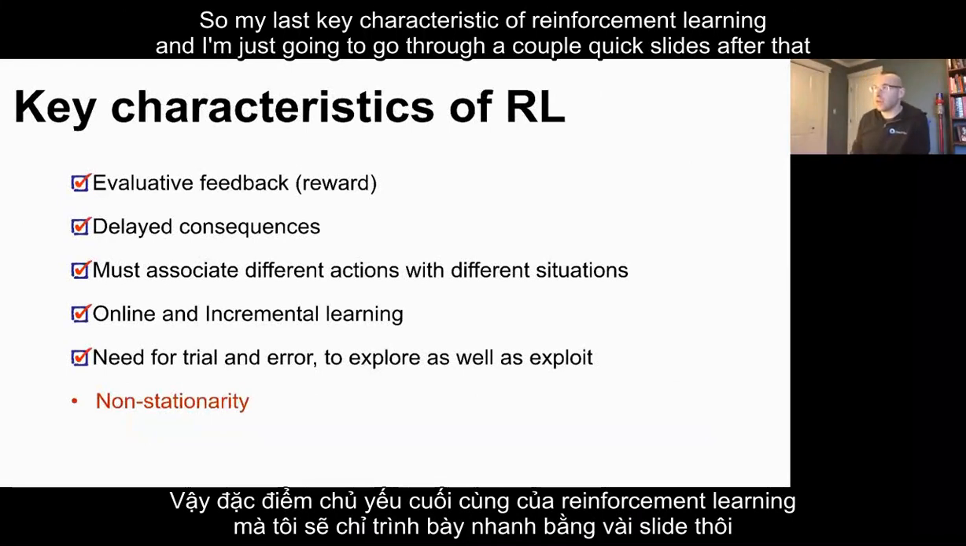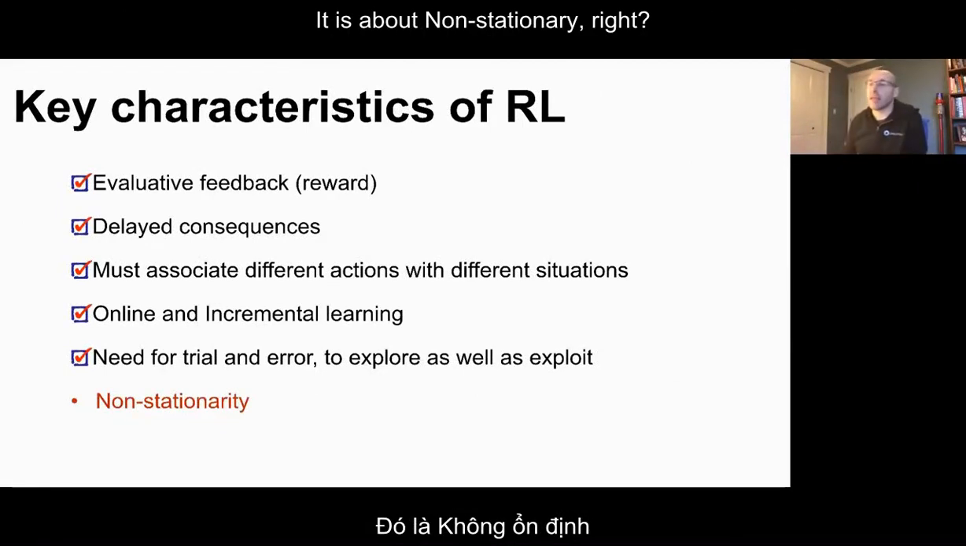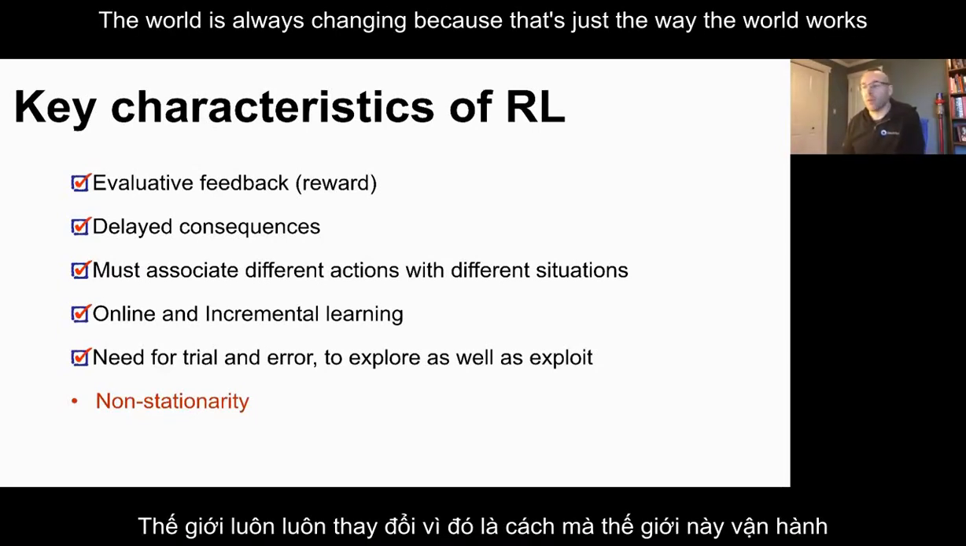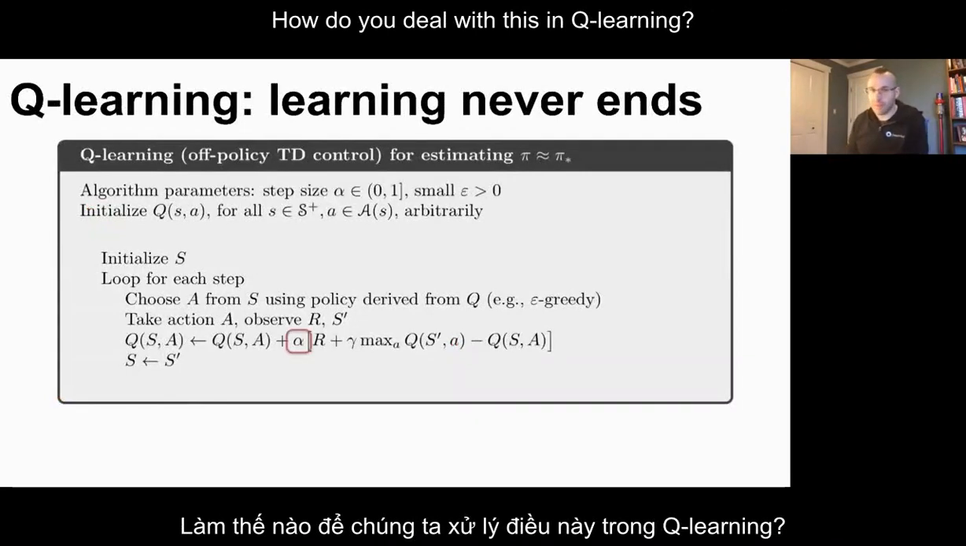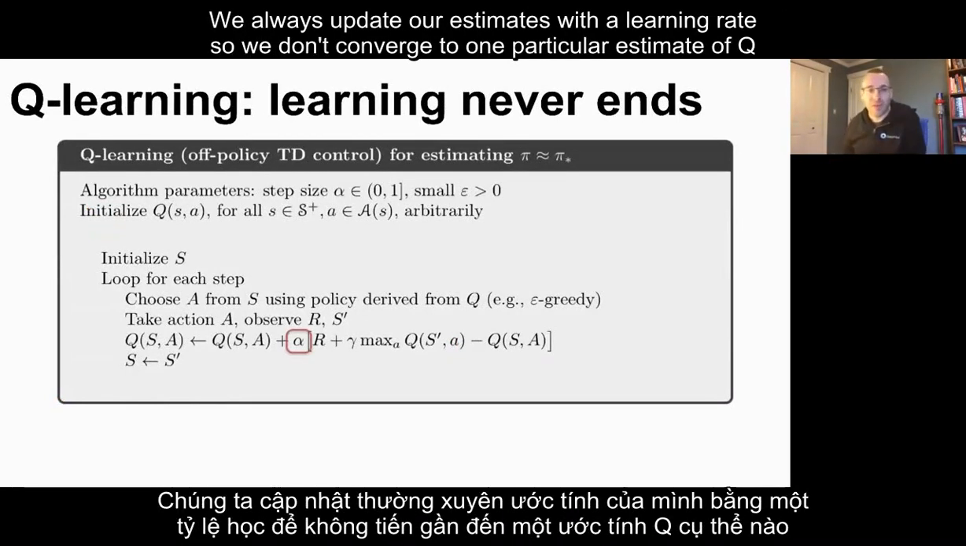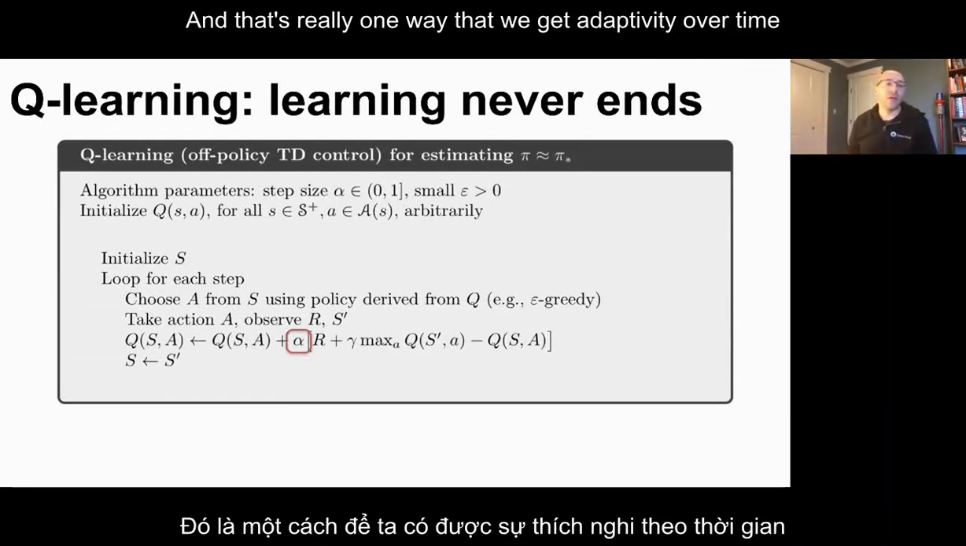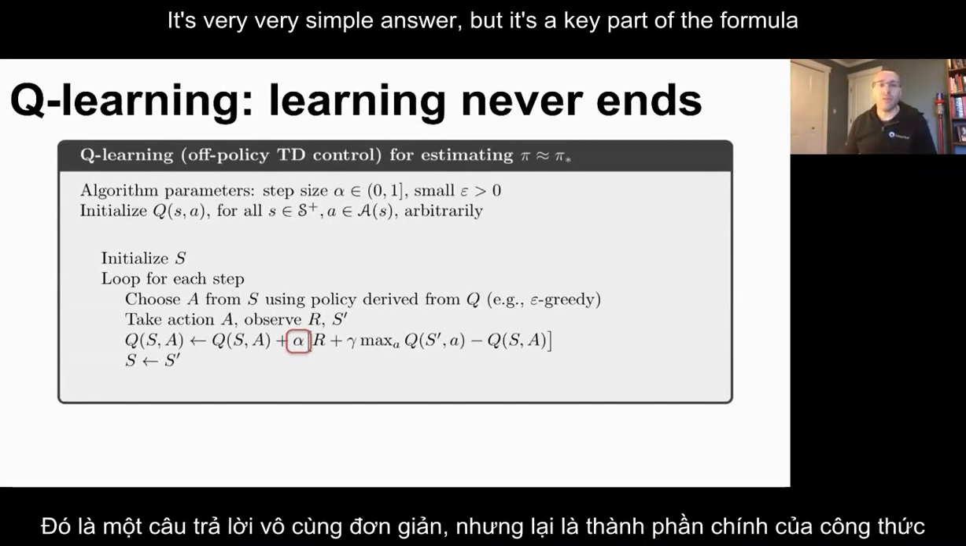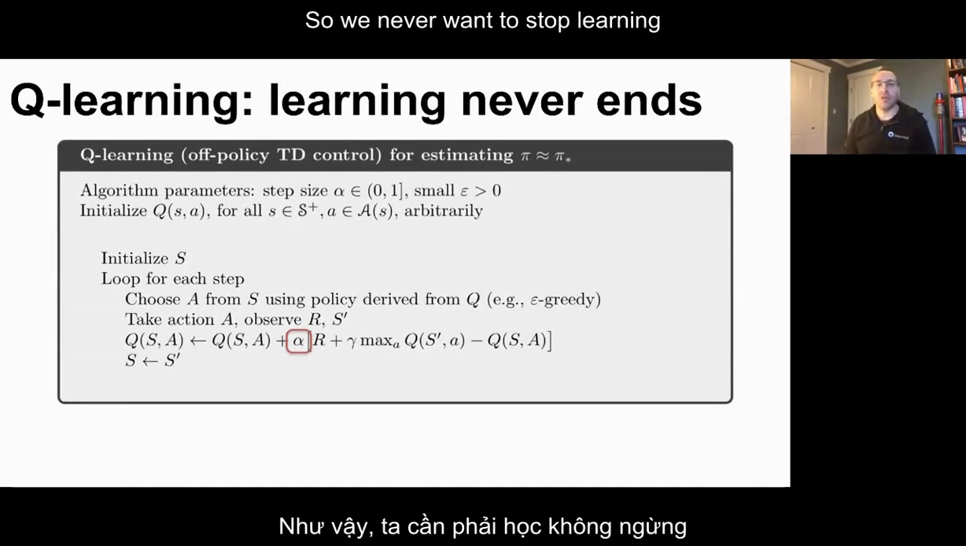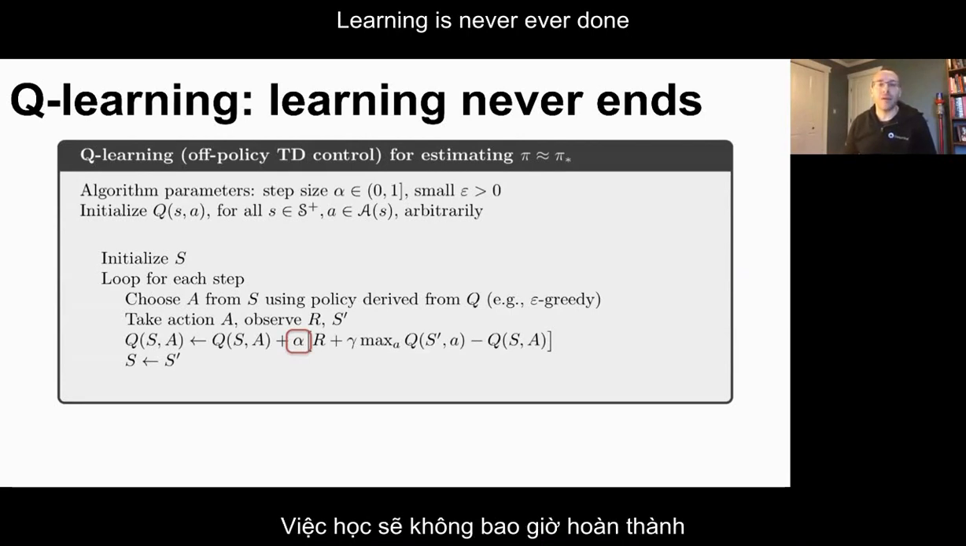So my last key characteristic of reinforcement learning, and I'm just going to go through a couple of quick slides after that, is about non-stationarity. The world is always changing, because that's just the way the world works. And how do we deal with it in Q-learning? Very simply. We always update our estimates with the learning rate, so we don't converge to one particular estimate of Q. It can change all the time. That's really one way that we get adaptivity over time. It's a very, very simple answer, but it's a key part of the formalism. So we never want to stop learning. Learning is never, ever done.